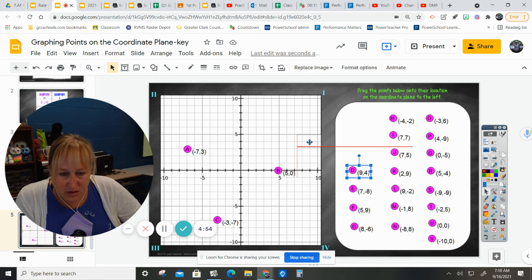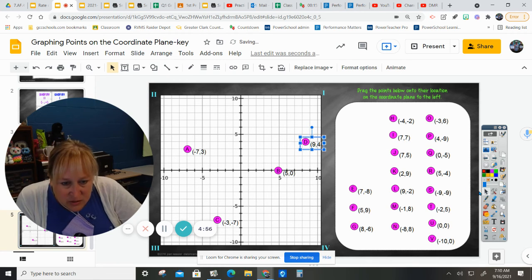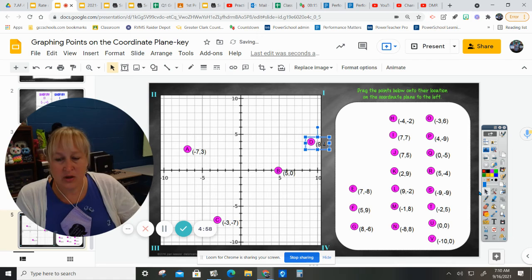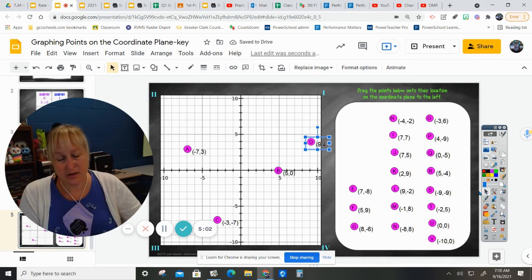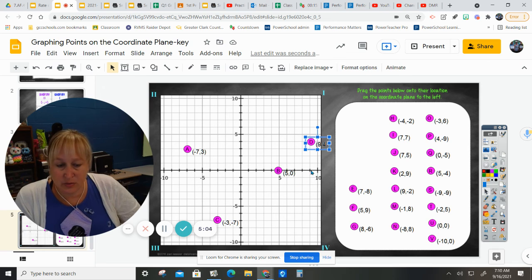And I didn't get close. That's part of the problem. There you go. So I'm using my arrow keys to move it after I've dragged it so that I can tell that it's on the right thing. So as you can tell, 9, 4, negative 7, 3. So you guys will make sure that you finish this, and then you can check your answers on the Check My Answers page.